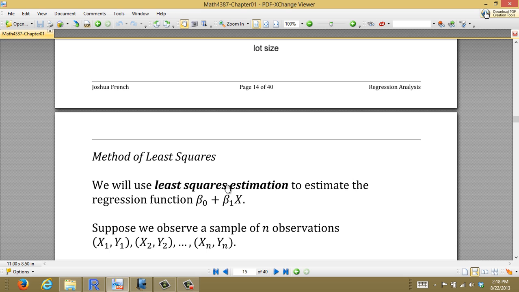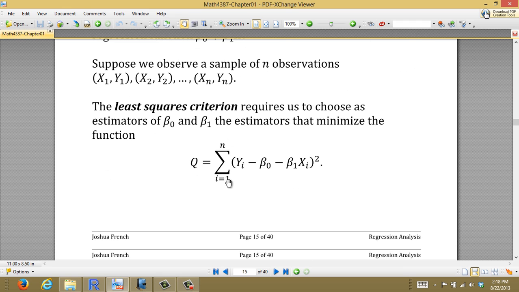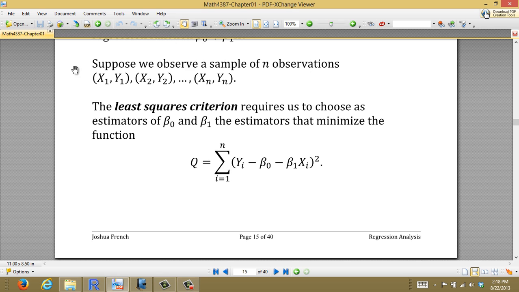There are lots of different ways for estimating the regression parameters. The method that we are going to use, and the most common method in regression, is called the method of least squares. I'll explain the name shortly. It's pretty descriptive actually. So we're going to use the least squares approach to estimate the regression function. Let's suppose that we observe a sample of n observations, (x1, y1), (x2, y2), up to (xn, yn). Each of these is an observation. So (x1, y1) describes a single observation. We have an x measurement and a y measurement for the first observation, an x measurement and a y measurement for the second observation, and so on.